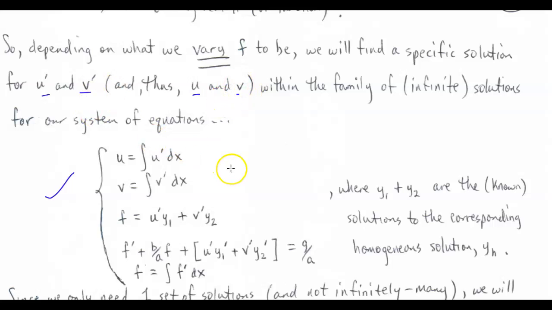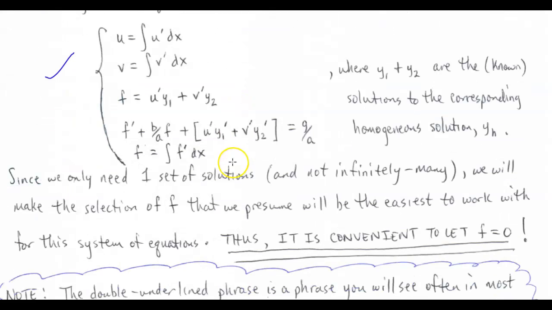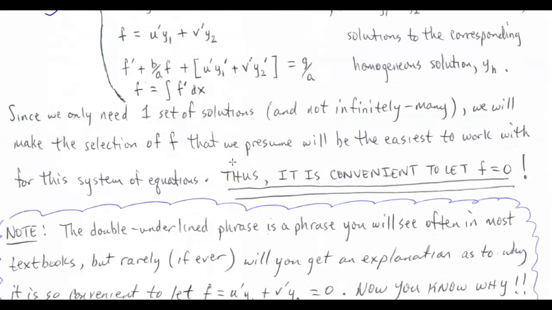Okay. I think I got that out right. All right. So since we only need one set of solutions and not infinitely many, we will make the selection of F that we'll presume will be the easiest to work with. And in short, if we let F equal 0, that makes life very simple for us.